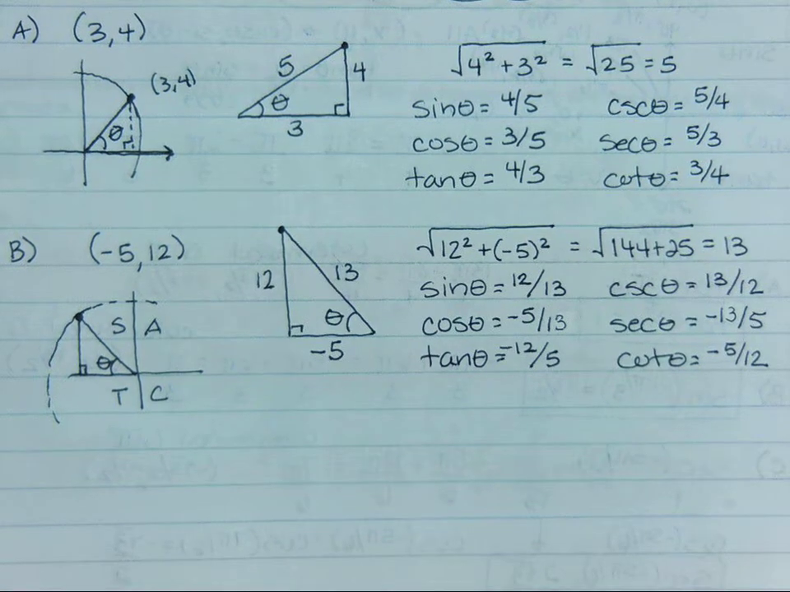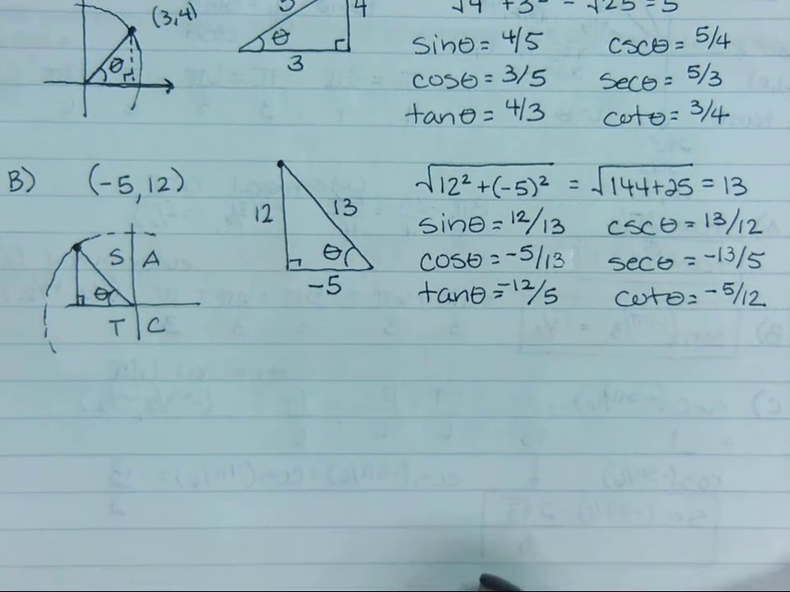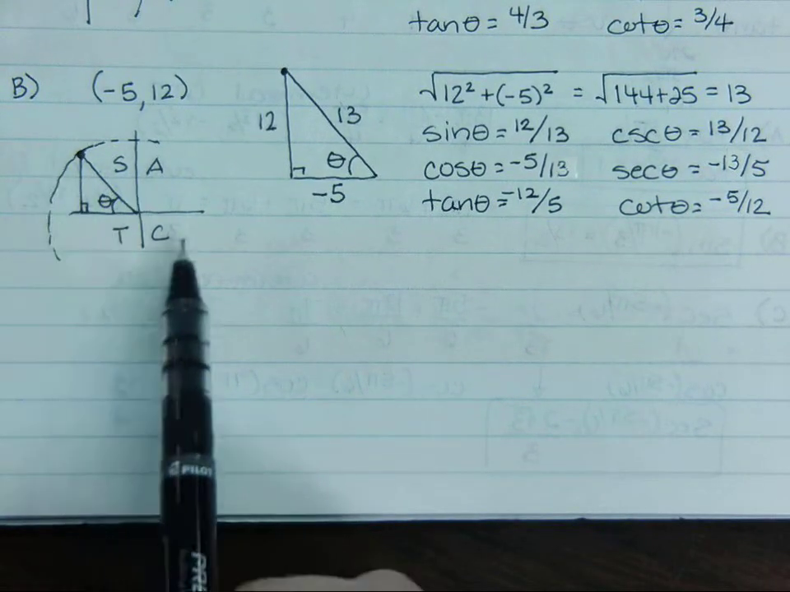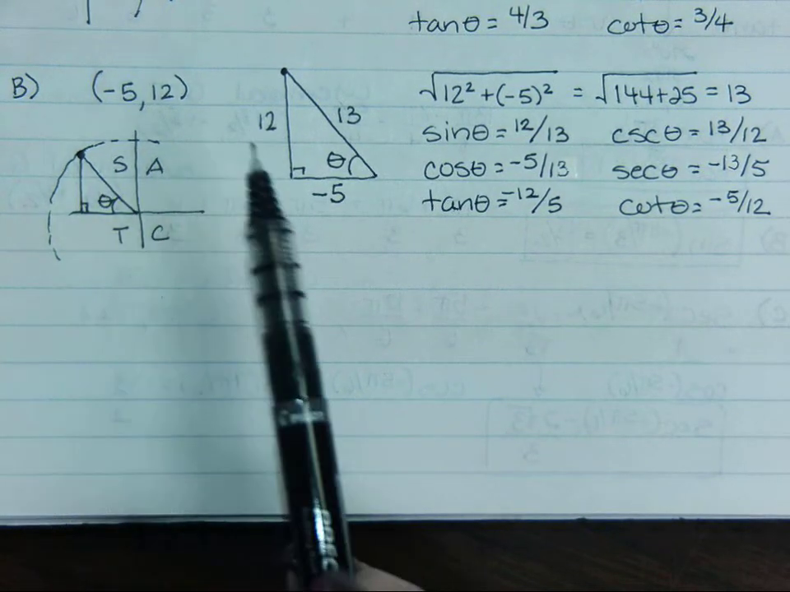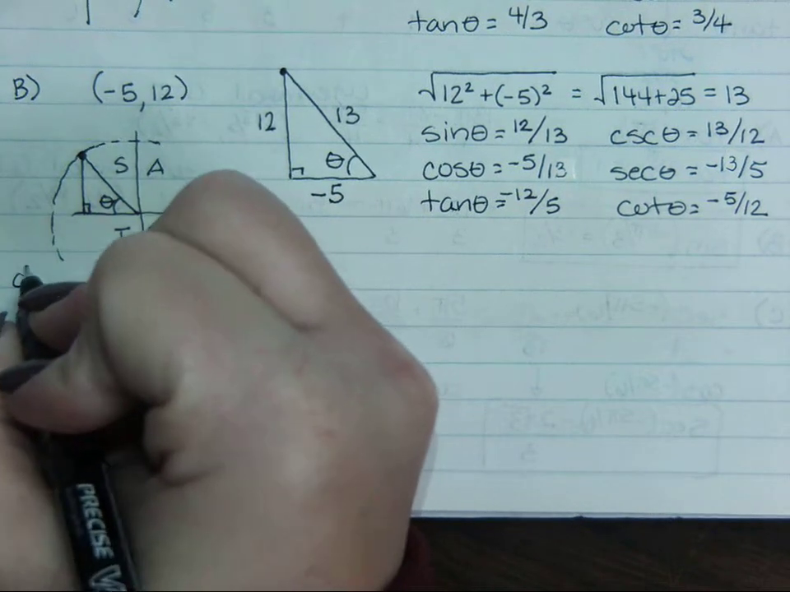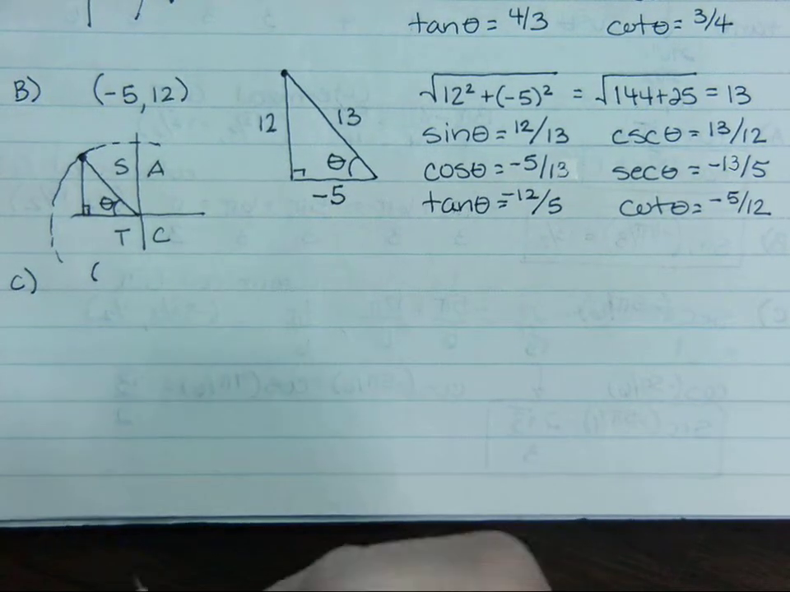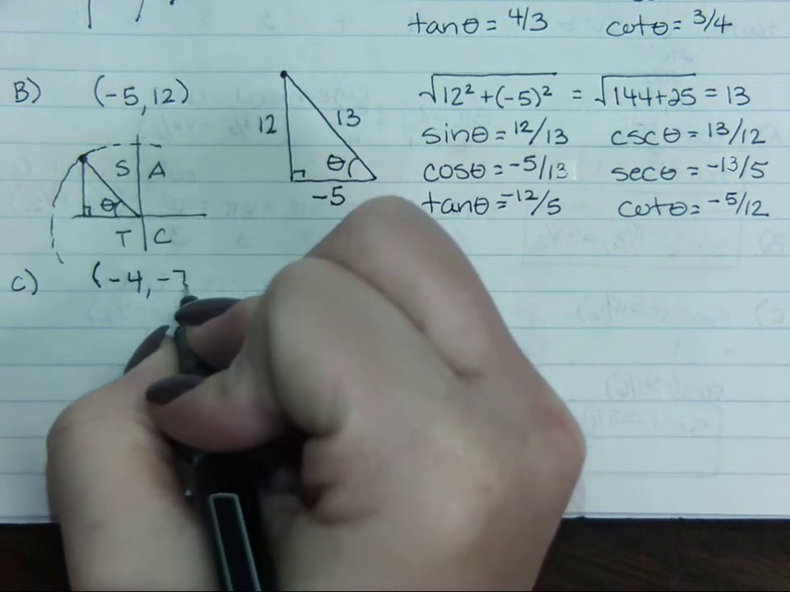Okay. So really, you just need to be careful when you think about what the triangle is. You don't always have to draw this little representative quadrant here. You can go straight to the triangle. You just got to be super, super careful. All right, so let's do one more. Let's make this negative 4, negative 7.